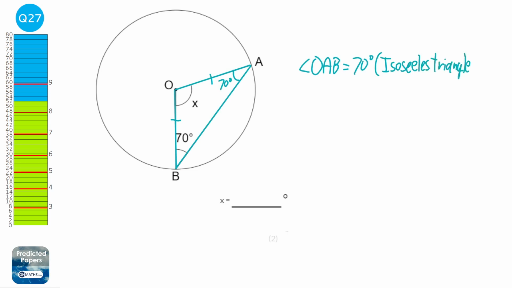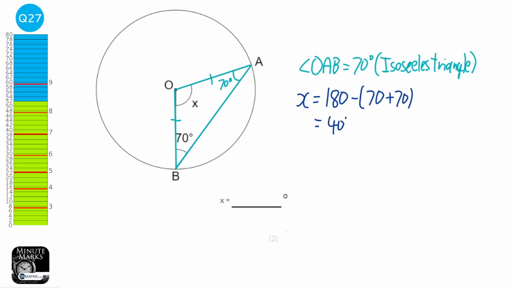And in an isosceles triangle, the angles between the equal lengths and the non-equal length are always equal themselves. And then to work out what x is, we just simply do 180, take away the two lots of 70, which will equal 40 degrees.